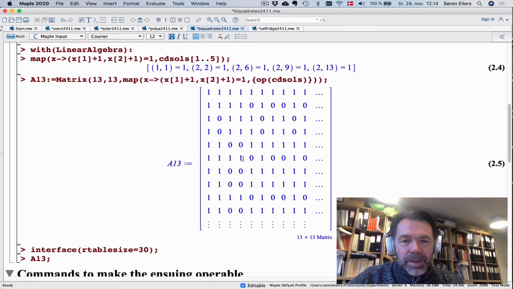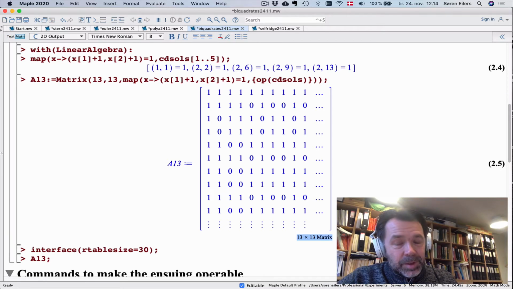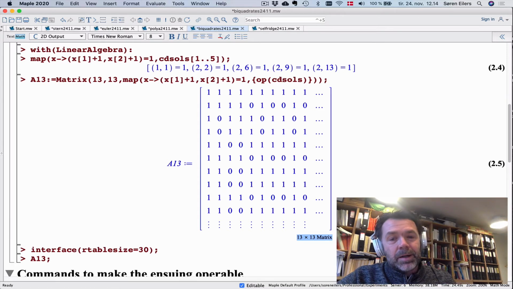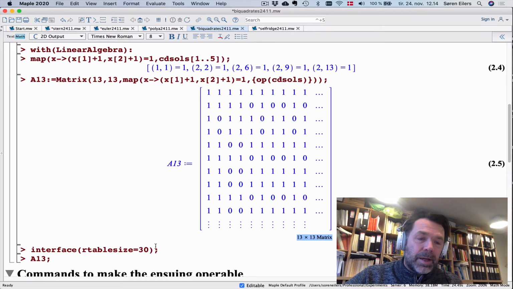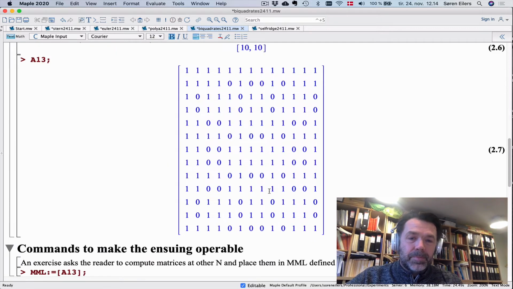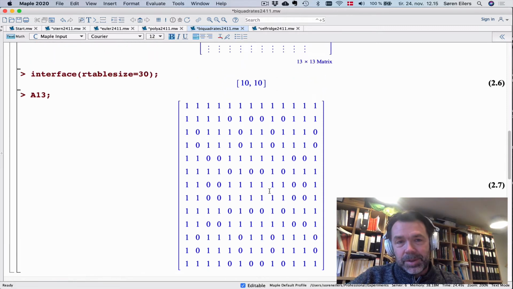But first, let's get rid of this annoying thing that I'm sure you will encounter at some point. So this matrix here, which is a 13 by 13 matrix, because I'm going through all the pairs of possible remainders, you can see Maple is not going to show it to me. That's because it's set up so that if something is bigger than 10 by 10, Maple is not going to print it. And you can fix that by saying, I will let the interface be set up such that the rtablesize is 30. That means that now it will print a 30 by 30 matrix, and in particular a 13 by 13 matrix.